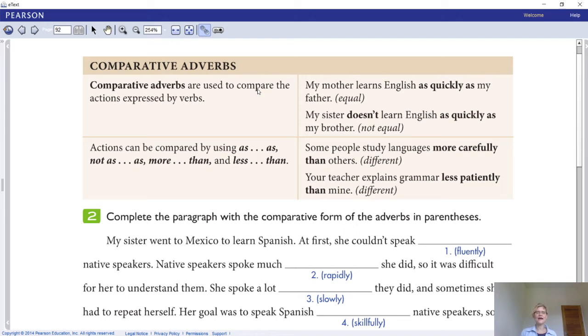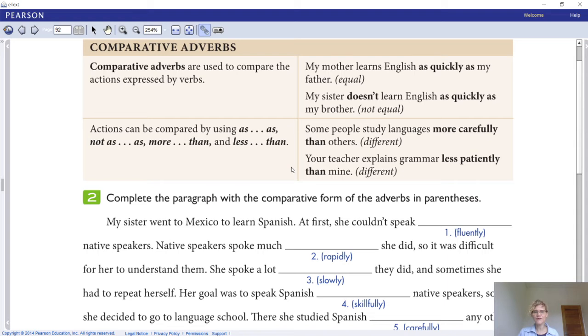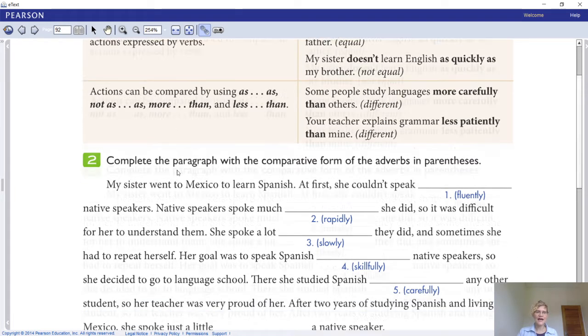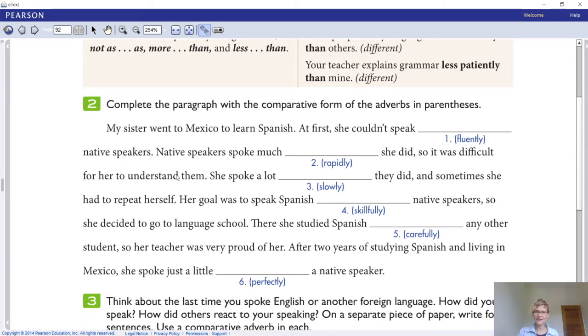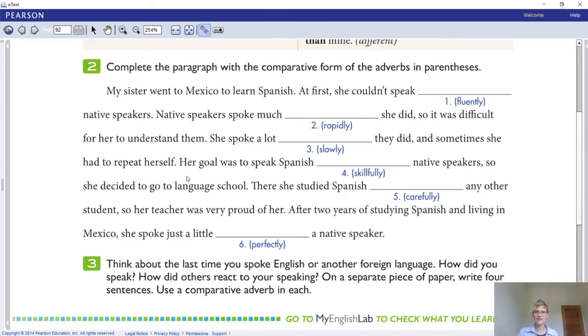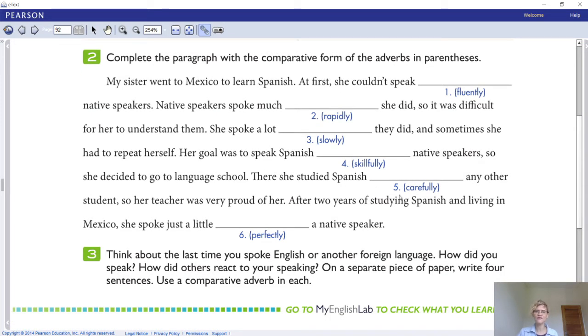Actions can be compared by using as, not as, more than, less than. For example, some people study languages more carefully than others, different. Your teacher explains grammar less patiently than mine, different. Okay, so when we're making comparison and using adverbs referring to actions, we use these comparative adverbs. Now I would like you to complete the paragraph with the comparative form of the adverb in the parentheses. We've got fluently, rapidly, slowly, skillfully, carefully, and perfectly. Pause your video. Go ahead.